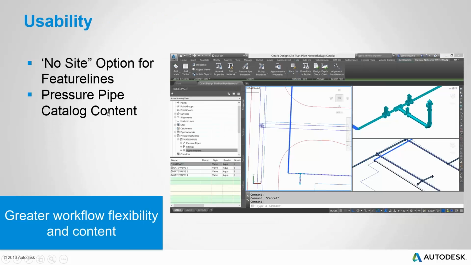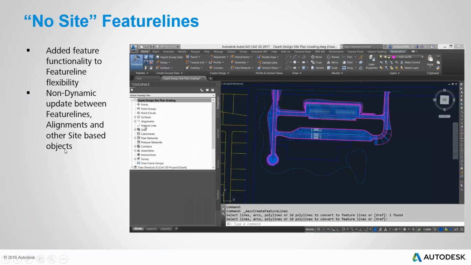Okay, so on the usability front, kind of two things. I should say the no site option was something that we delivered initially with the 2016 Productivity Pack 2, but we've improved it slightly and added it into the ribbon for 17. And then delivery pressure pipe content is new to 17, but it's something that we are targeting for delivery on the 16 release. So on the feature line front, there's actually a couple things, right?